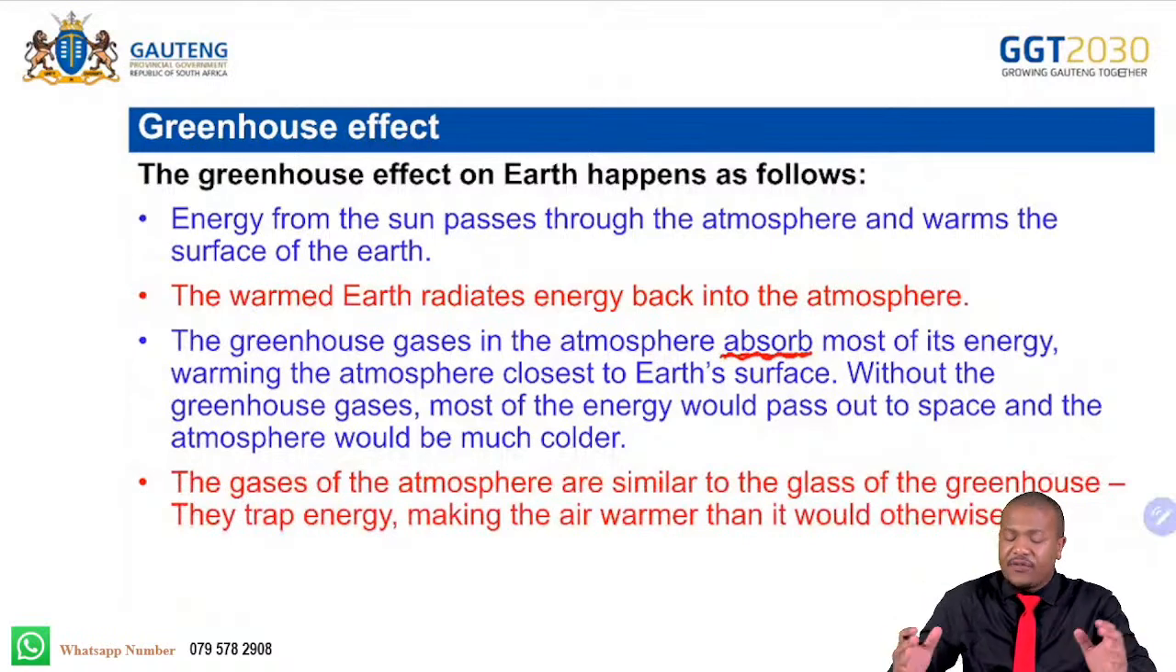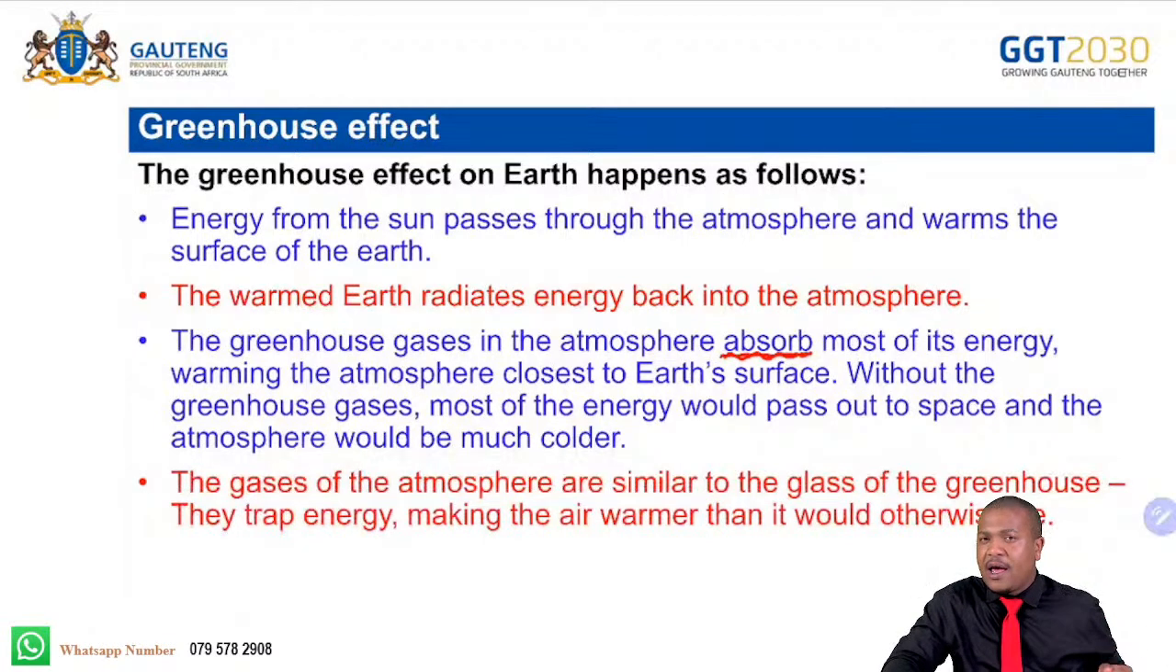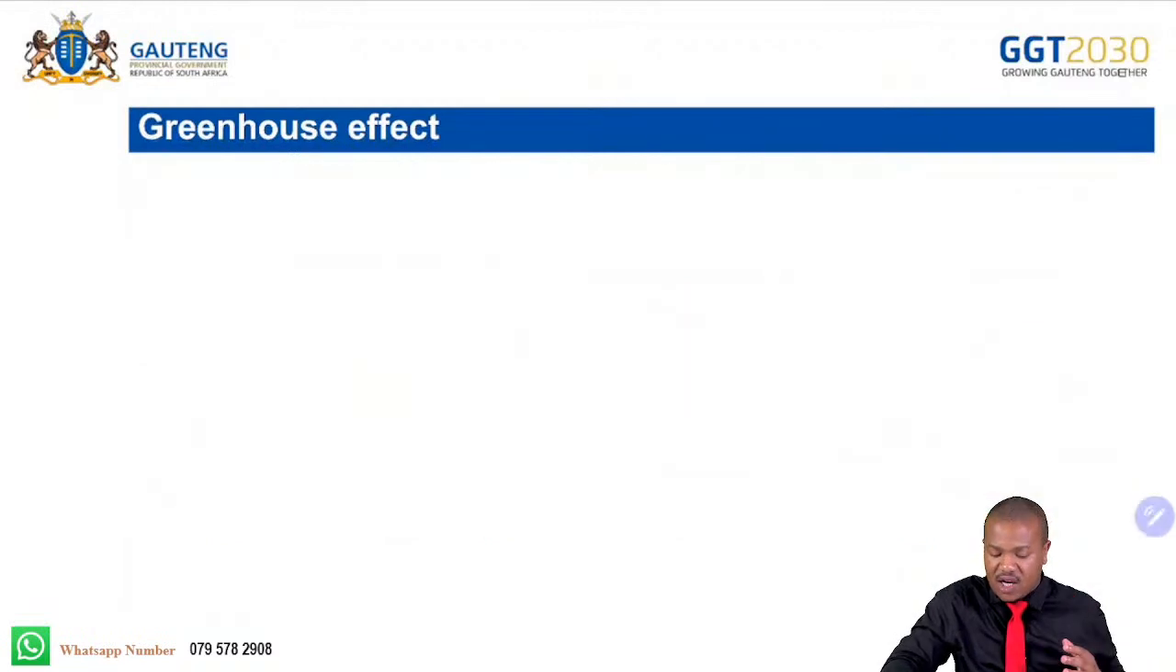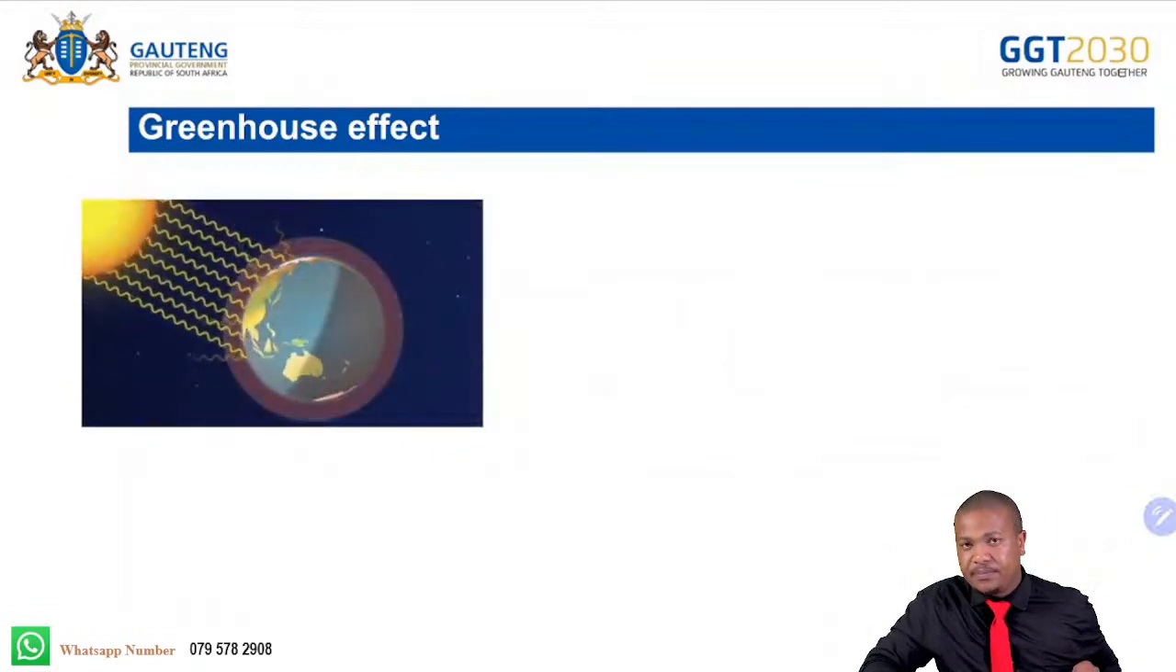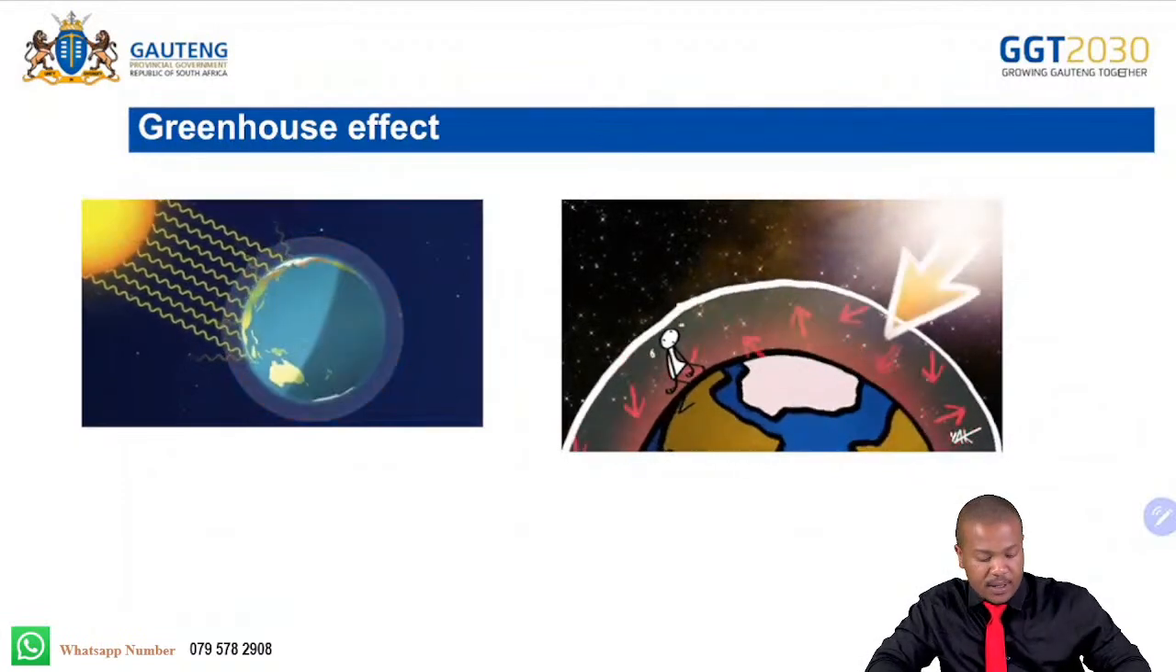So the gases of the atmosphere are similar to the glass of the greenhouse, right? Because they trap energy, making the air warmer than it would otherwise be, right? They are there to trap the energy to keep us warm and to maintain what? Warm levels of temperature. So here I have two diagrams to explain what we're talking about, right?